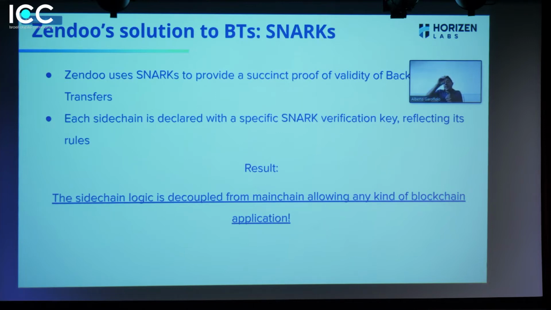As you've seen previously, there was a set of transactions happening that were respecting some rules. The SNARK proof that is provided to the main chain ensures that the backward transfer included in the certificate, in its whole history, has respected all the sidechain rules. In such a way, the sidechain logic is totally decoupled from the main chain, and this allows the creation of any application, because the main chain doesn't know the rules of the sidechain. The main chain just knows the SNARK verification key that was associated at the time the sidechain was created, and that's enough.